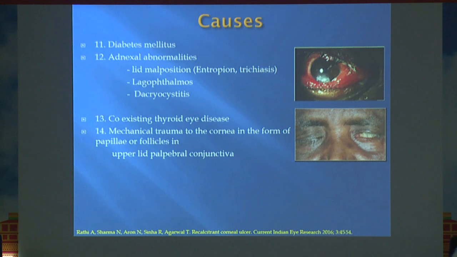Some adnexal abnormalities like entropion, trichiasis, lagophthalmos, dacryocystitis, any coexisting thyroid eye disease, and mechanical trauma to the cornea in the form of papillary follicles in the upper lid palpebral conjunctiva.